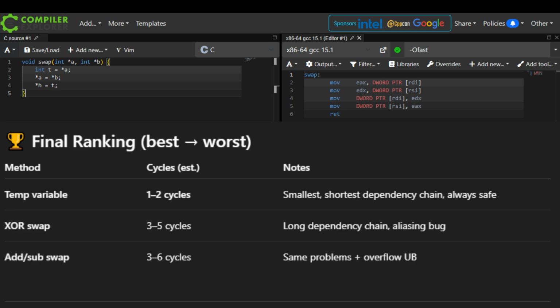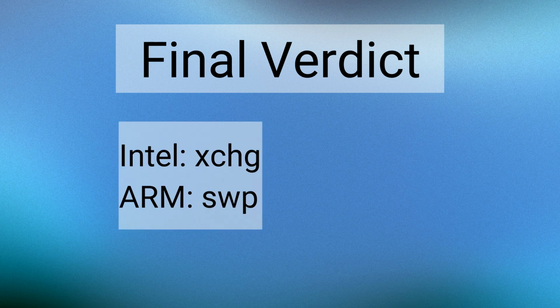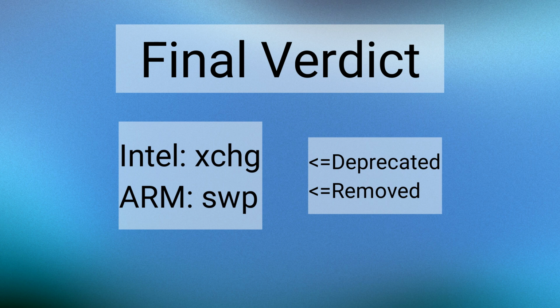So what could be the good solution? Maybe there is an instruction for swapping in assembly. Well, I did a bit of research and it turns out yes, there is an instruction that does the swap for us. Here they are for Intel and for ARM. But there is yet another twist in the story. As it turns out, these are deprecated. Actually, the Intel one is deprecated and the ARM one is completely removed from the architecture. And I don't know why.